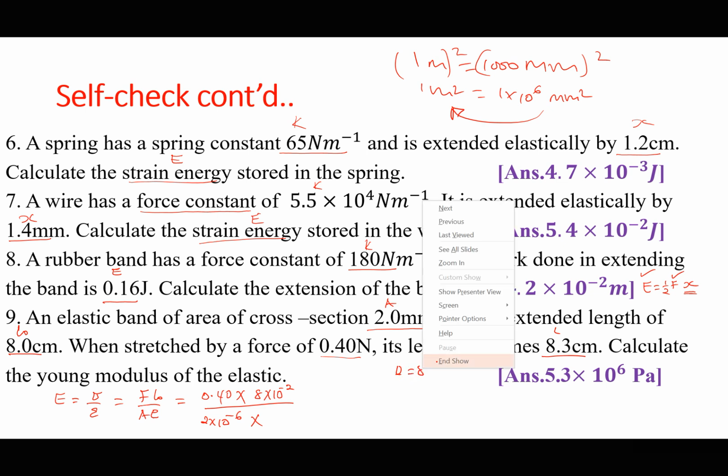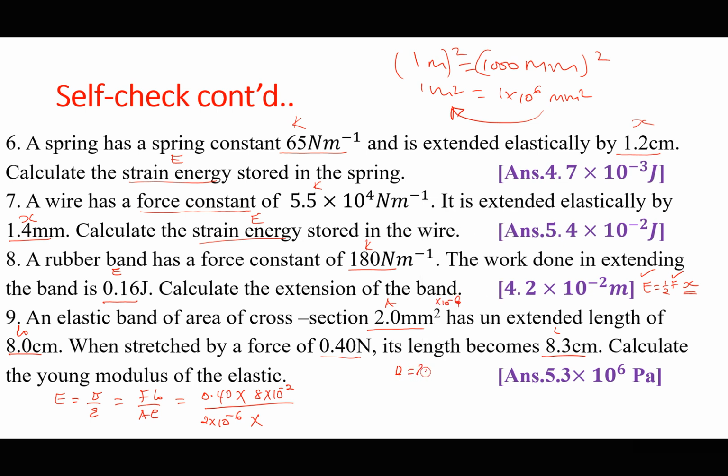We get 8.3 minus 8, which is going to be 3 centimeters. So this will be 3 times 10 to the power of minus 2. So I'll check with my calculator. 0.4 times 8 exponent minus 2 divided by 2 exponent minus 6 divided by 3 exponent minus 2. Yeah, I think this answer is correct.